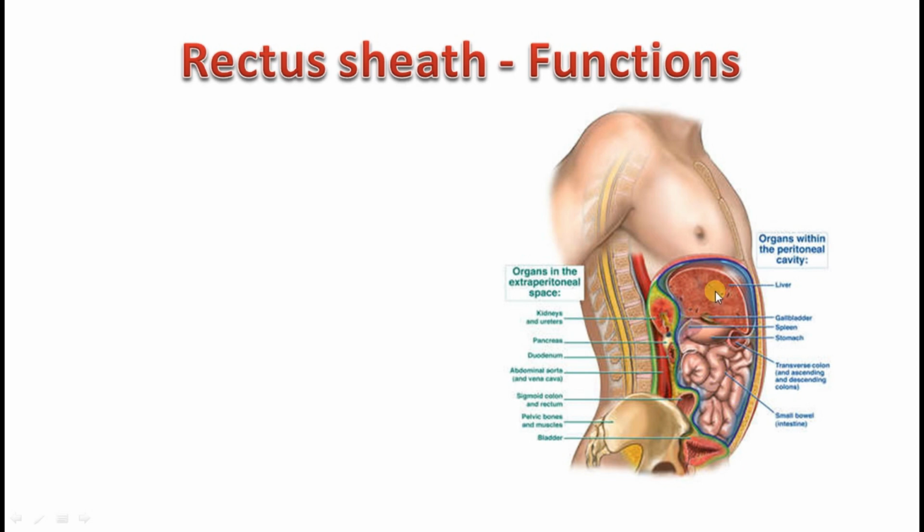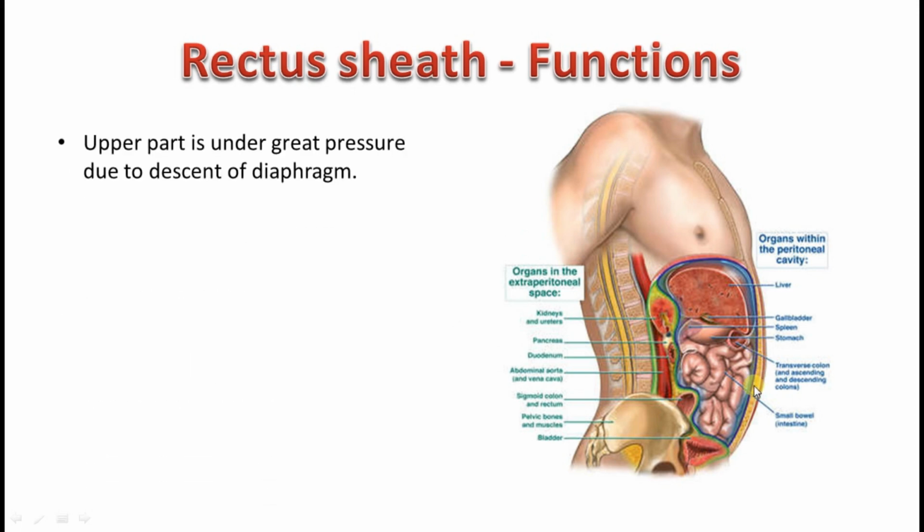The upper part is under tremendous pressure because of the movement of the diaphragm, and it is called the bursting part. So what is preventing this to some extent is the rectus abdominis muscle. That is why the rectus abdominis has tendinous intersections. Three places you see the tendinous intersection. It gives strength to the muscle because there is no bony attachment for the muscle anywhere here.